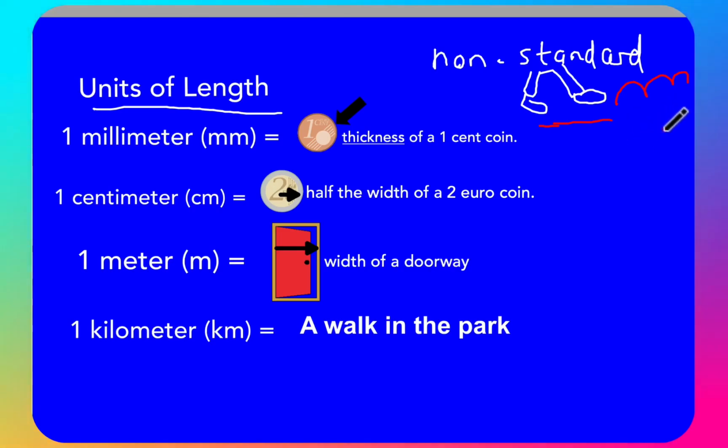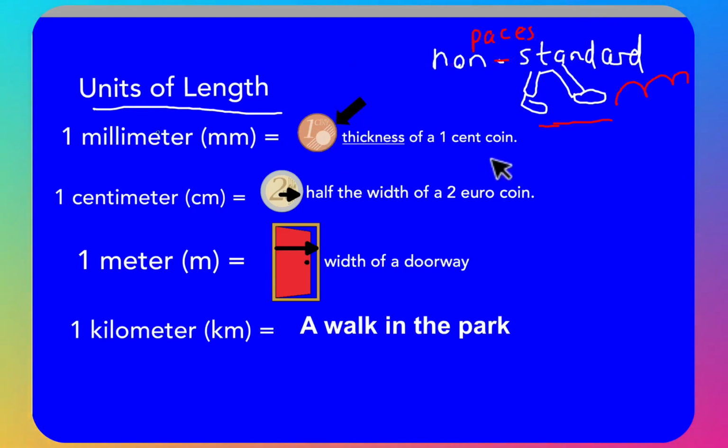paces our field equaled. However, the problem with this is that people's feet can be smaller, bigger, and they come in different shapes and sizes. And also, people's paces are also different. Some people stretch out more when they walk. Some people walk closer together with their feet. So again, this is the reason why we do not use non-standard units.